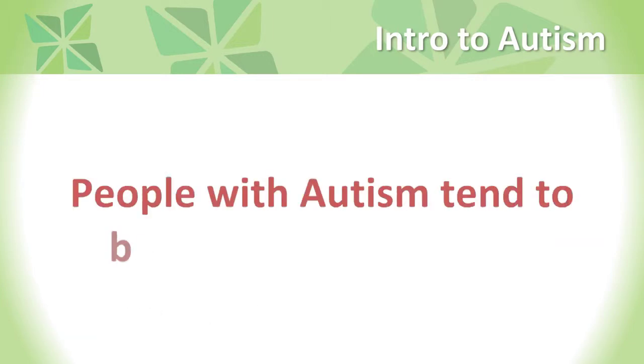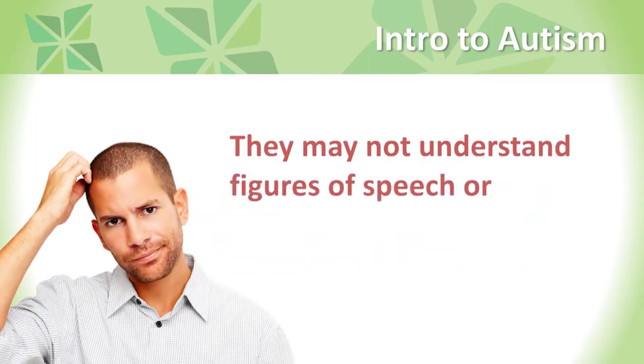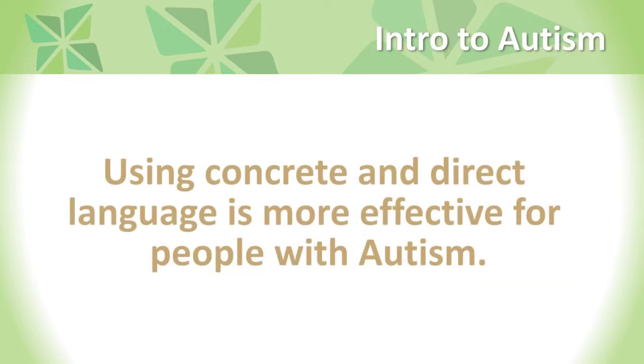They also tend to be literal thinkers, meaning they will focus on the literal translation of what is being said. They may not understand figures of speech or sarcasm. The term hot-headed might be misconstrued as someone whose head is on fire or has a fever rather than someone with a temper. Using concrete and direct language is more effective for people with autism.